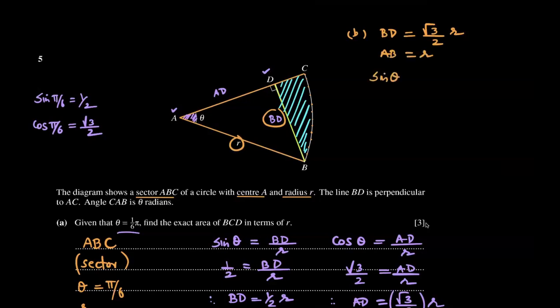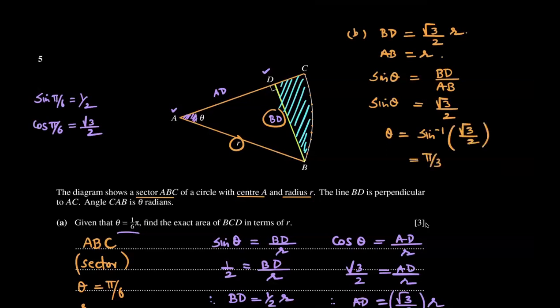So sine theta is BD divided by AB. So these two R would cancel out, and we are left with root 3 over 2. So therefore, theta is sine inverse of root 3 over 2, which comes out to be pi by 3. That's the first thing that is needed. This is all working for part B.